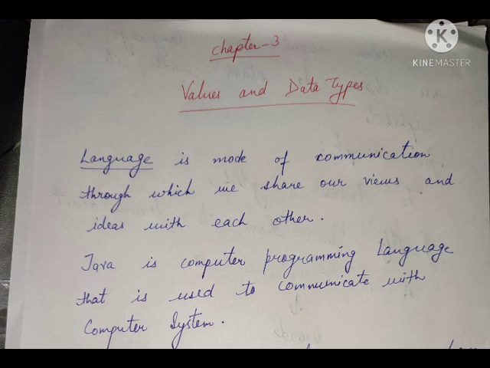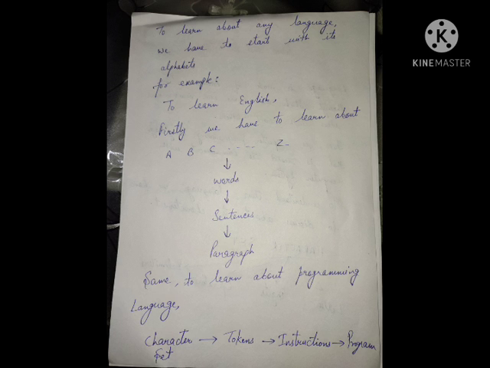Let's start our chapter. What is language? Language is the mode of communication through which we can share our opinions and ideas with each other. Java is a computer programming language that is used to communicate with the computer system. To learn about any language, we have to start with its alphabets only. For example, to learn the English language, firstly we have to learn A, B, C up to Z.